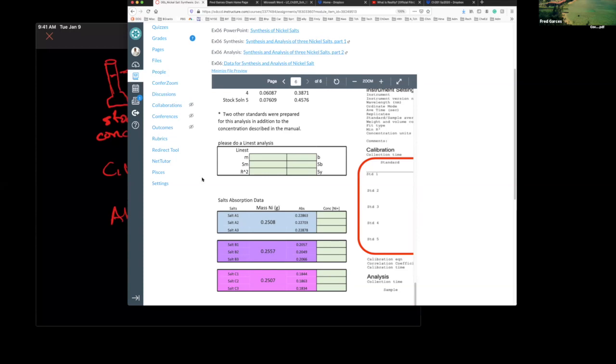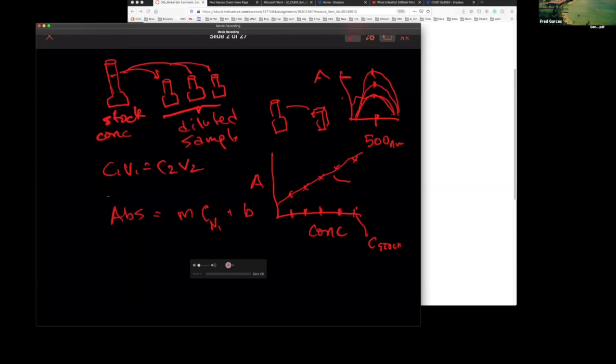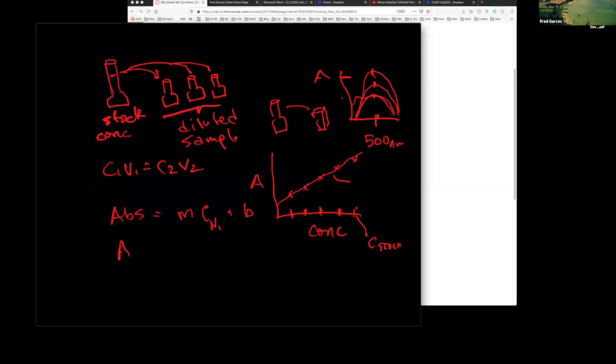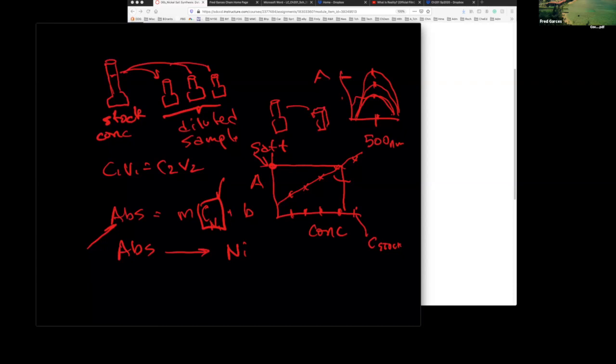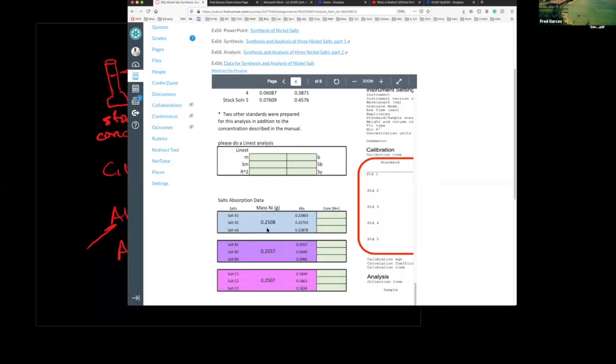So what can you do with that? Now that you know the absorbance, then you can back calculate from this calibration curve. Now that you know this would be your salt, it'll give you an absorbance reading. You can use the calibration curve, or you can use the equation of the line. Plug in absorbance in here and solve for the concentration of the nickel. And that'll tell you the concentration of the nickel in this sample right here.